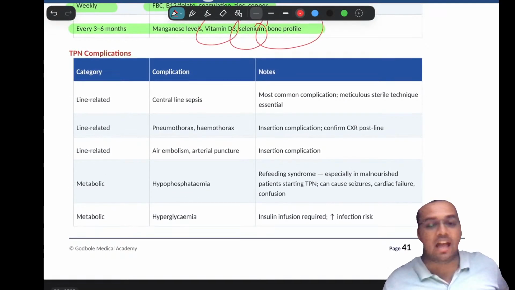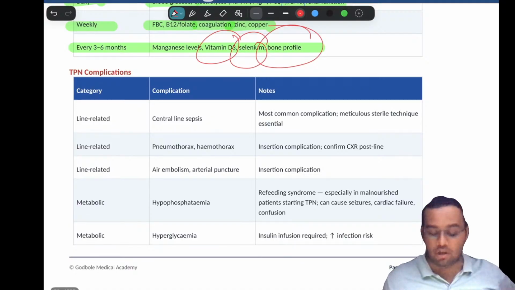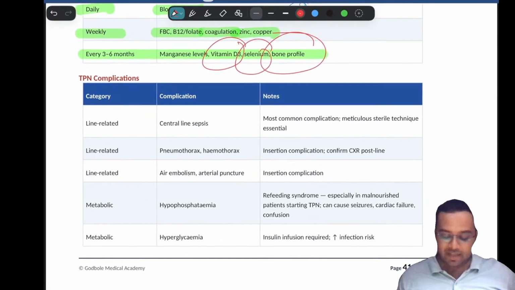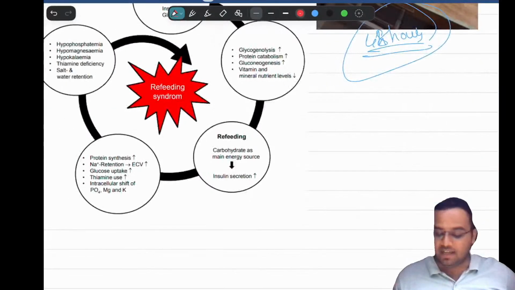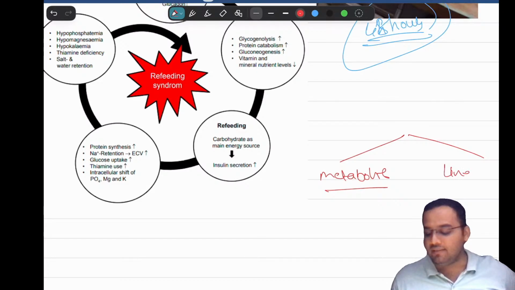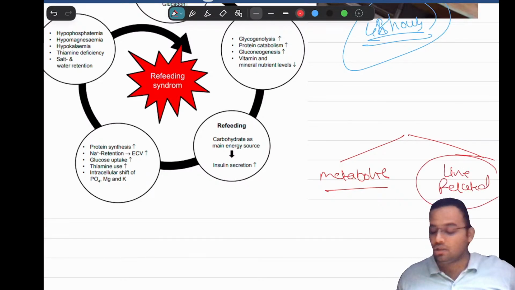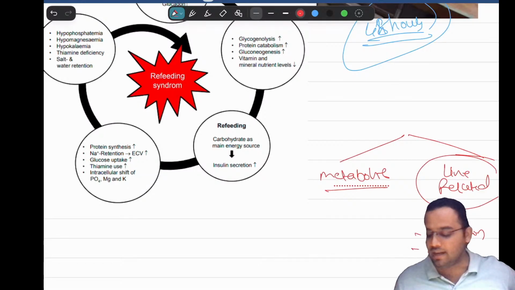Sir, TPN, I am giving it to the patient, it is very nice, I am managing the patient, but it comes along with complications. So what are the complications? The complications are broadly divided into 2 components. The complications of TPN can be divided into metabolic and line related. So TPN always requires a central line. So what can happen? Line related infection. The line is inserted, a subclavian line or an internal IJV line, it can cause a pneumothorax.